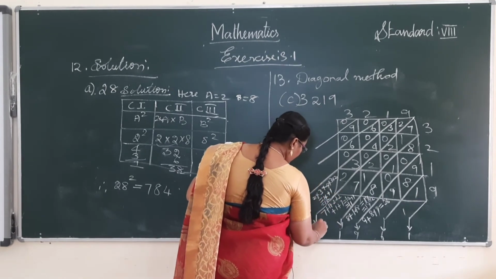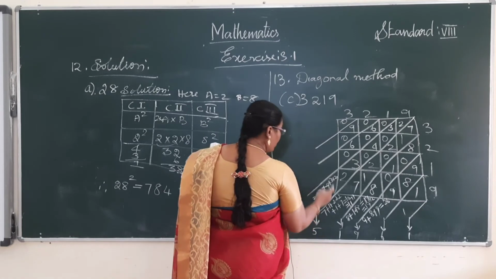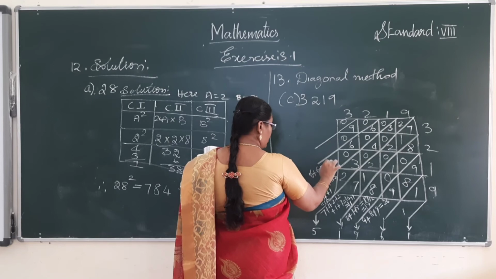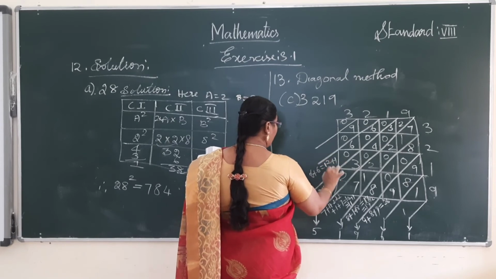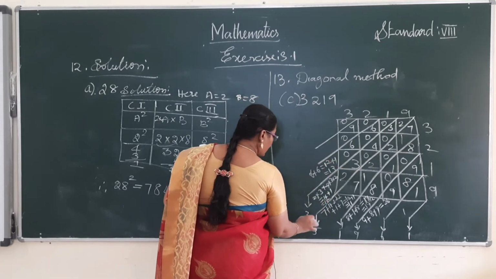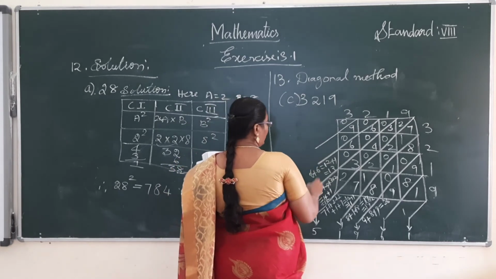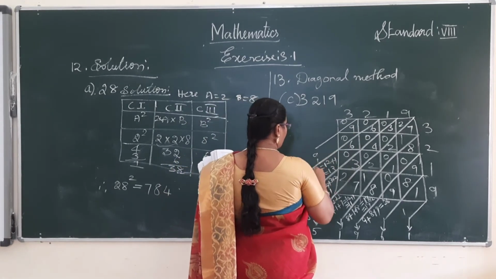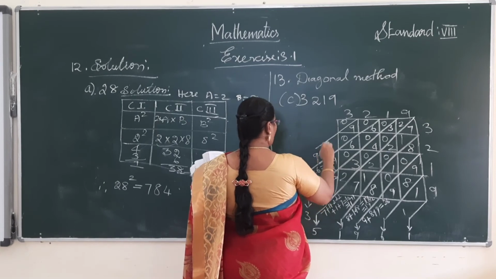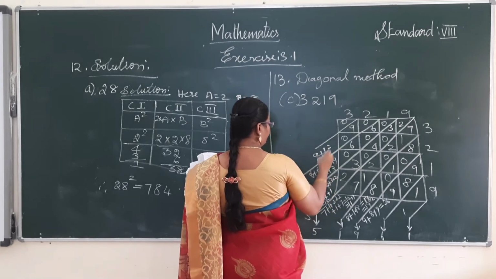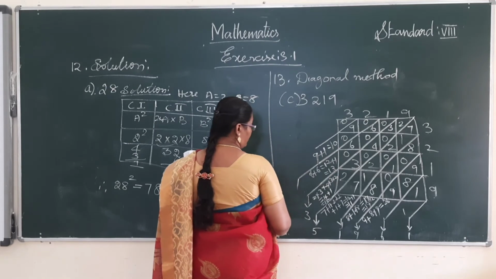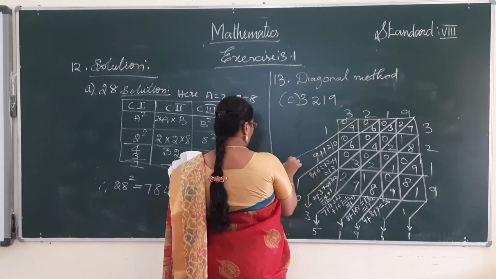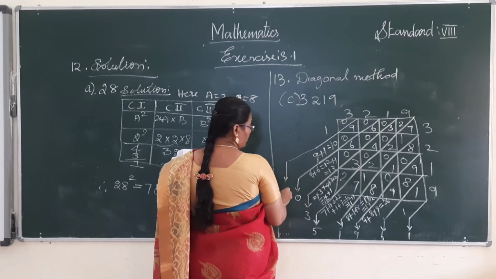So write in this place 5. 1 carry forward to here. Here 6 plus 6 is 12. 12 plus 1 is 13. So write 3. Once more to the next one of the diagonal. So here 9. So 9 plus 1 is equal to 10. So 0. 1 more to here, 1.